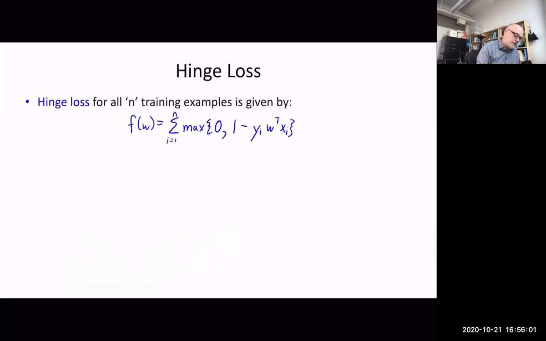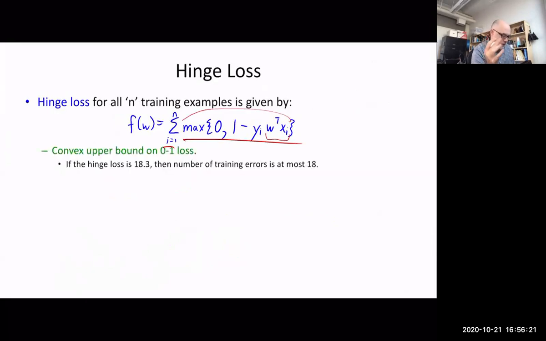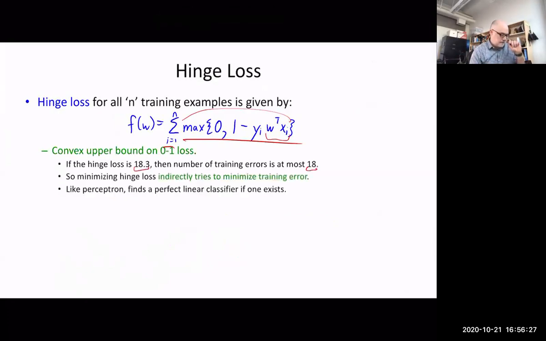The hinge loss for all n training examples would be given by just summing up the hinge loss over all training examples. Again, this replaces the square loss that we would have had. So it's still a linear model, but instead of the squared loss, we can use something like this. Convex, and an upper bound on the 0-1 loss. So if the hinge loss is, for instance, 18.3, then the number of training errors is at most 18. That's cool. So it doesn't minimize the classification error exactly, but it indirectly tries to minimize it. So it's a proxy, it's a bound.